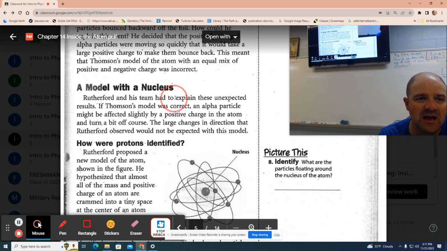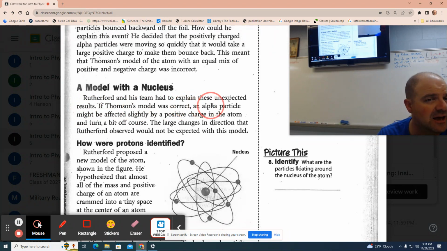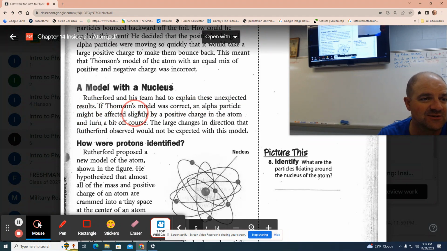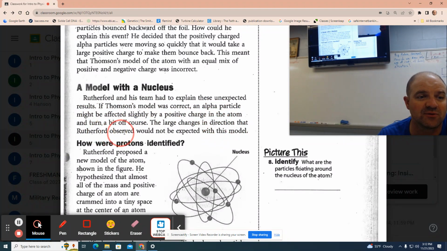Rutherford and his team had to explain these unexpected results. If Thomson's model was correct, an alpha particle might be affected slightly by a positive charge in the atom and turn a bit off course. The large changes in direction that Rutherford observed would not be expected with this model.